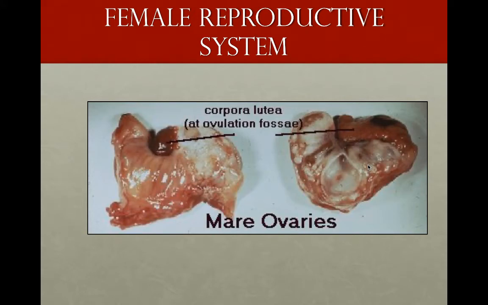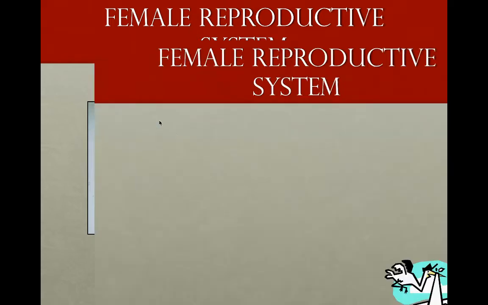Female reproductive system, here we're looking at the ovaries from a mare, from a female horse. One of the things that I want to point out is the corpus luteum. That is one of the areas of the ovary where the follicle develops, ruptures, and the egg is released. The corpus luteum is what remains after the release of that egg from the ovary through the cycle.